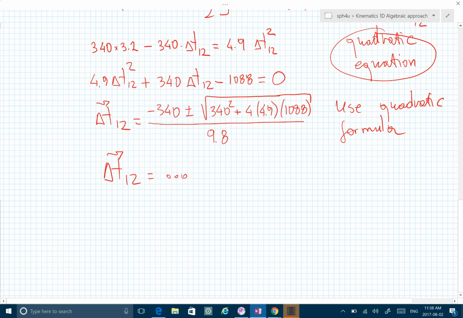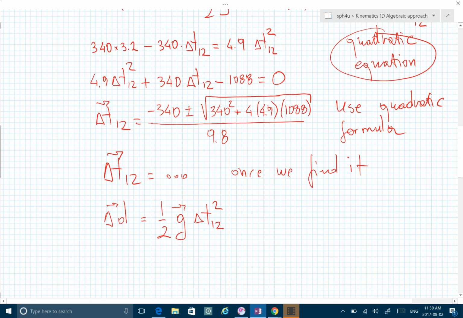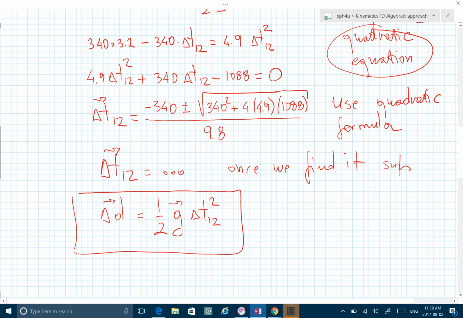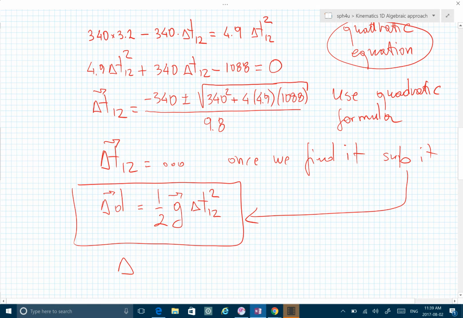And once we get that, we can go ahead and find the distance of the rock, right? So delta d is half of g delta t from 1 to 2. Sorry, that's not a vector. Delta t from 1 to 2 squared, and we sub it here, right? And then we get delta d.